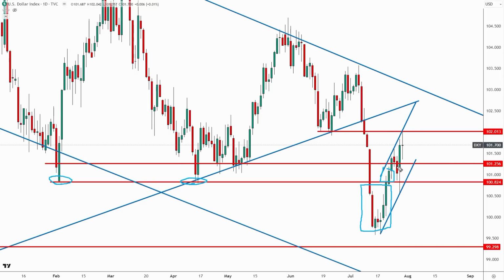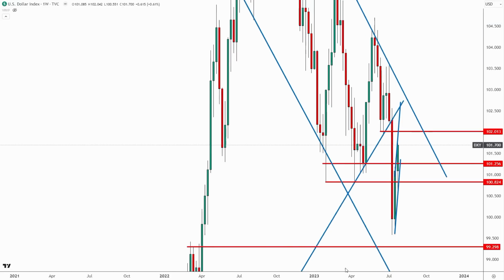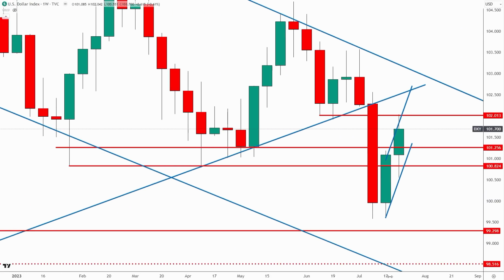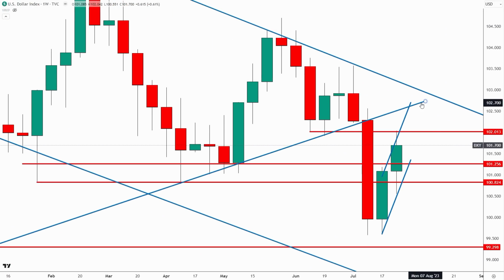I talked to members about this when the DXY was trading down here in this area on this pullback, and I said that this was not the time to get short on the dollar just because of that reclaim at that level. So we've now had two weekly closes back above this 100.8 level, and it's why I continue to think that we are likely to see the DXY push higher, potentially a pullback first this week. But I do think that we are likely to see another run at 102 over the coming days and potentially that area up around 102.8.